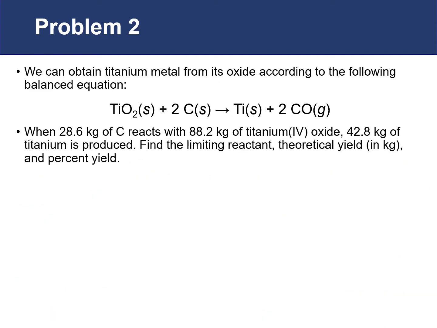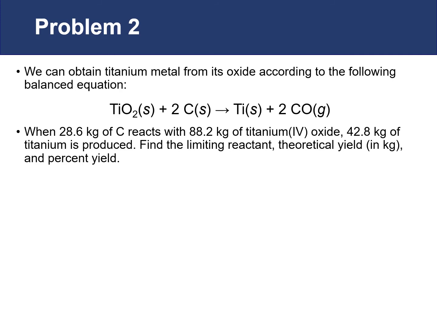Let's do another problem. We can obtain titanium metal from its oxide according to the following balanced equation. TiO2 as a solid plus 2 carbons also as a solid yield 1 titanium as a solid plus 2 carbon monoxides. When 28.6 kilograms of carbon reacts with 88.2 kilograms of titanium 4 oxide, 42.8 grams of titanium is produced. Find the limiting reactant, theoretical yield in kilograms, and percent yield.